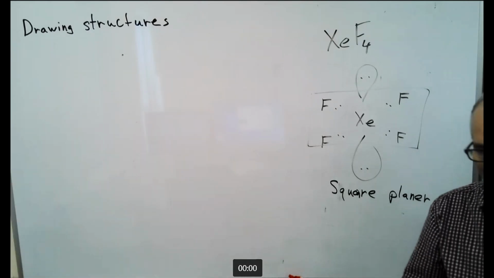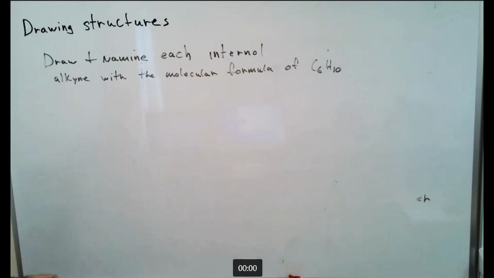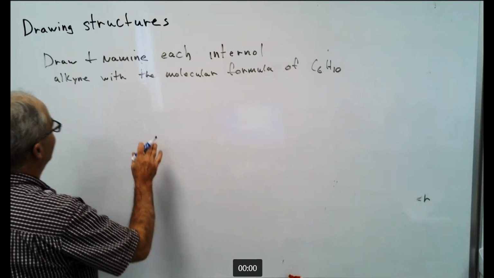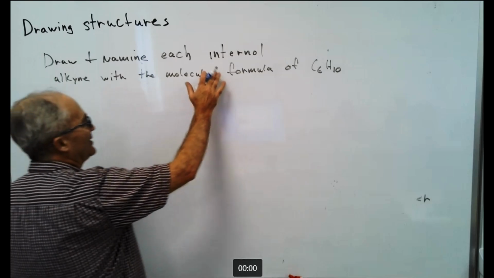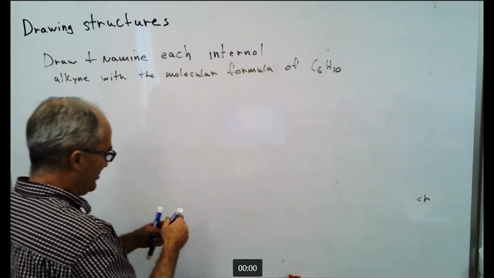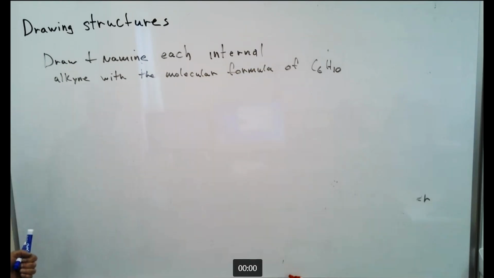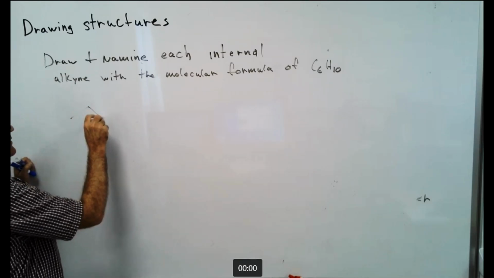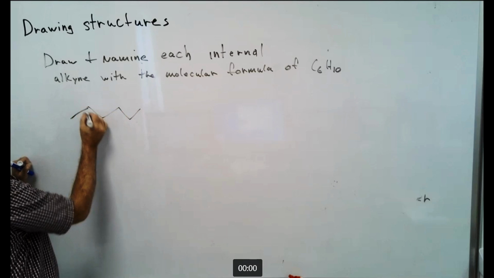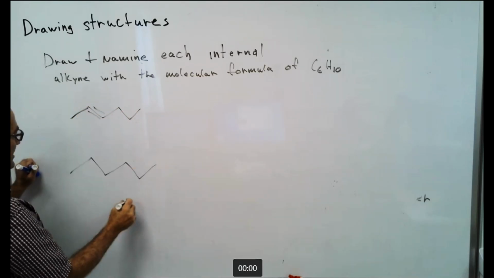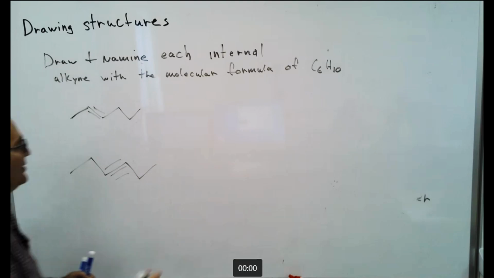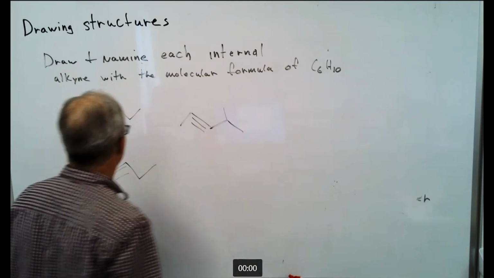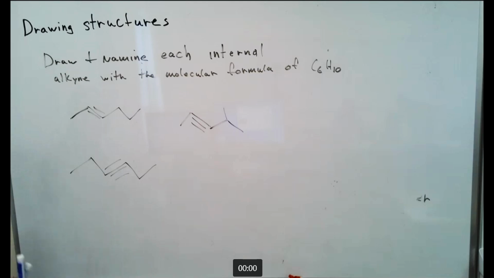Other bad things. Question: draw and name each internal alkyne with the molecular formula C5H8. A lot of people didn't even read the word internal. And that really simplified things, but I think people just do something like this. 1, 2, 3, 4, 5, 6. You might say, okay, I'll put the triple bond there, and there. And then there really weren't a whole lot of options. All right, these are all really bad.